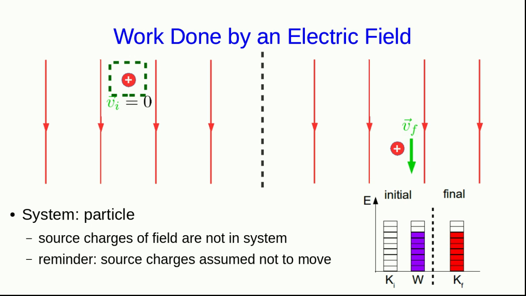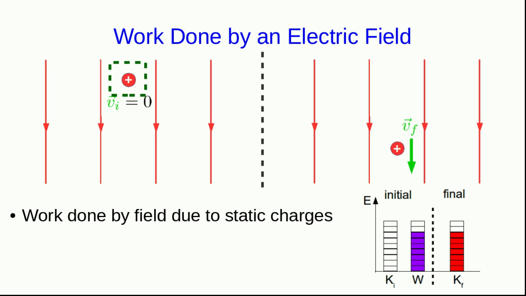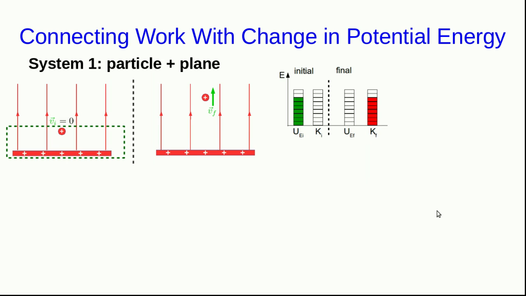Now, we know that the particle speeds up, and so it gains kinetic energy. And since our system consists of only the one particle, the only kind of energy it can have is kinetic energy. And so external work has been done on the system. We can think of that work as having been done by the source charges, but equivalently we can think of this work as having been done by the field. And so we will say this is work done by a field, which is due to static charges, and we'll call it electrostatic work.